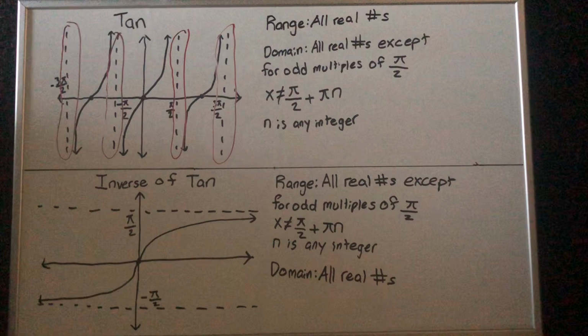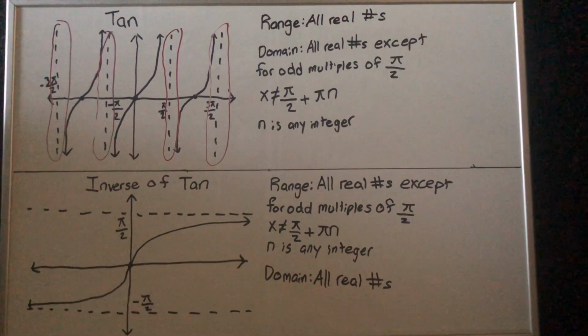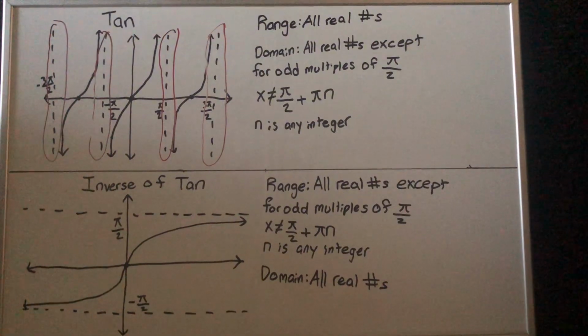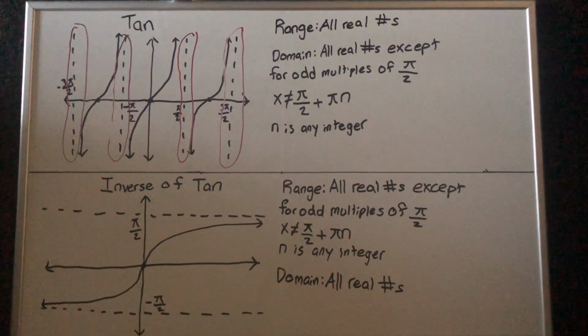The inverse of tan is the exact same, but just the inverse, having the domain and range switched. And now instead of having vertical asymptotes, it has horizontal asymptotes, still located at the same points though.